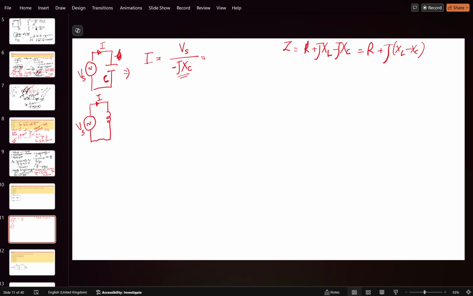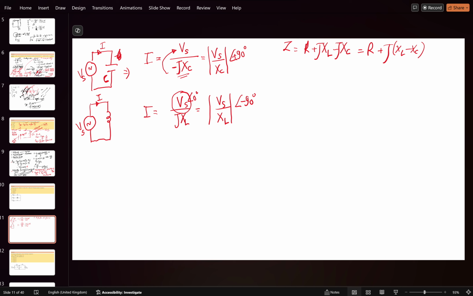So in this circuit, what magnitude will it come to? It will come out to be Vs by Xc at angle plus 90 degrees. Why? This is a minus J, which means minus 90. When it goes to the numerator, it becomes plus 90. What about the second circuit? The second circuit is V divided by JXL. The magnitude will come as Vs by XL at an angle of minus 90 degrees.